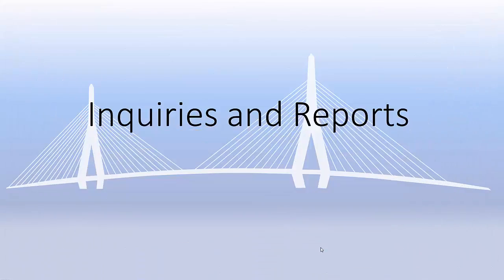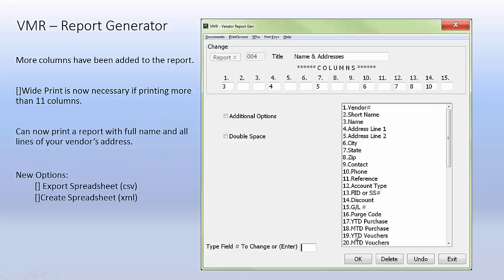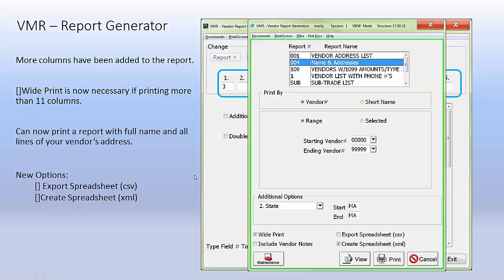Okay. Inquiries and reports for accounts payable. First, the VMR. When you go to the maintenance in VMR, you'll notice there are 4 more columns here. Okay. So if you need to print out a name and address listing, you can now do so and get all of the name, both address lines, the city, state, zip, and I actually have the phone number as well in here. Because we've added 4 more columns, we had the need to do wide print.